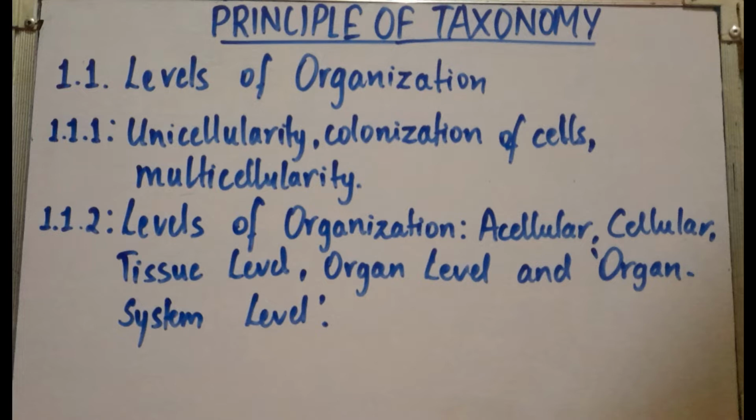In the previous part, we had studied the introduction of principles of taxonomy. In this part, we are going to learn levels of organization, which consist of, firstly, unicellularity, colonization of cells, and multicellularity. Secondly, levels of organization, that is cellular, tissue level, organ level, and organ system level.